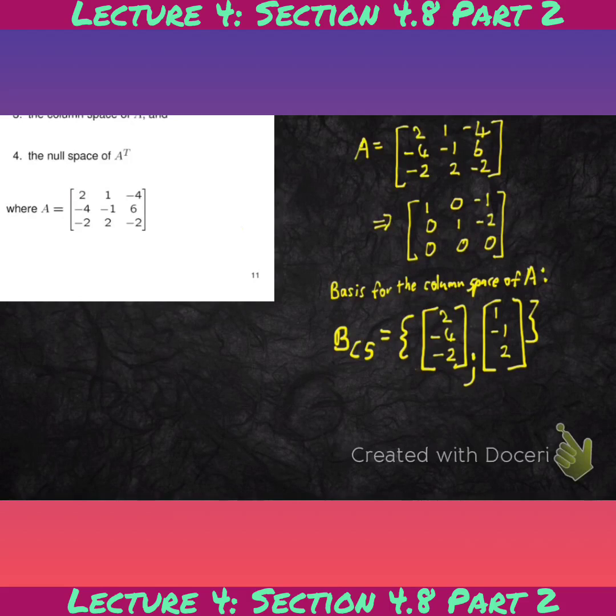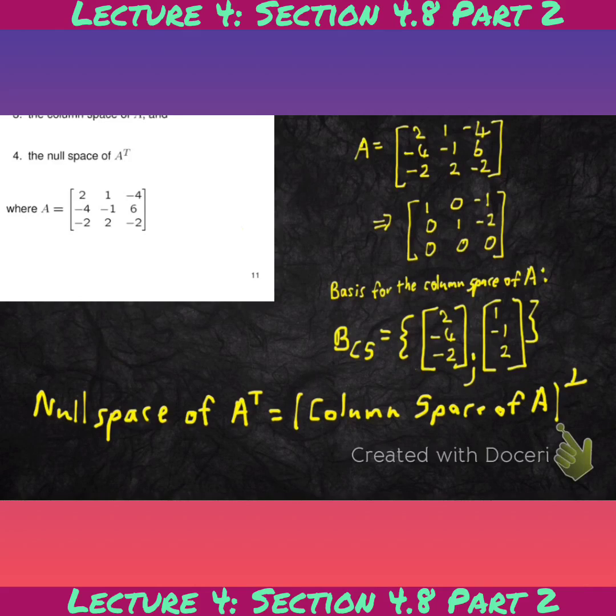Alright, so let's find the null space of A's transpose. The null space of A's transpose we know is the orthogonal complement of the column space of A. So when is a vector in the orthogonal complement of a specific set, which in this case is the column space of A? It is in the orthogonal complement of the column space of A only if it is orthogonal to every one of the vectors in the basis for the column space of A.